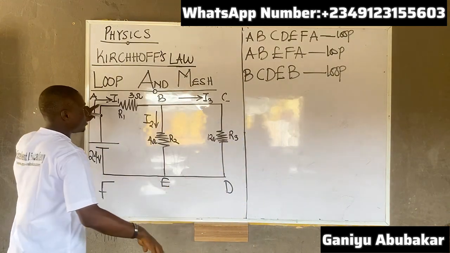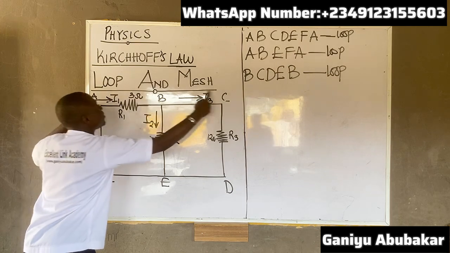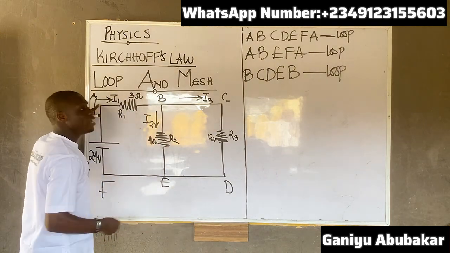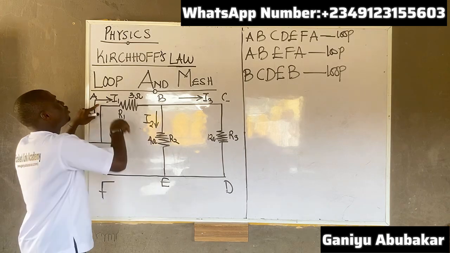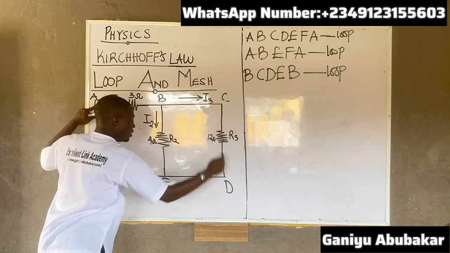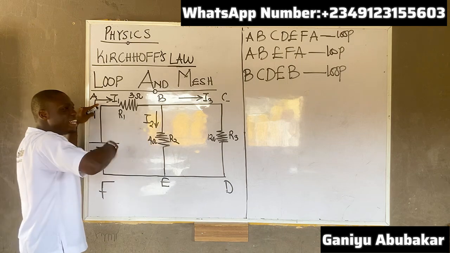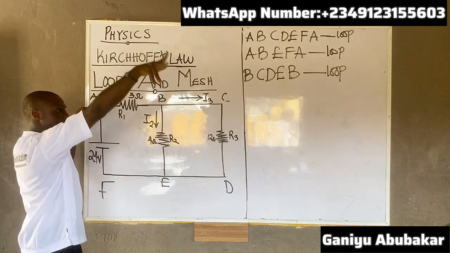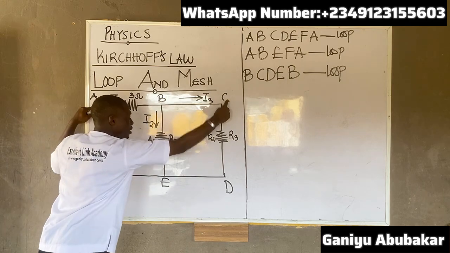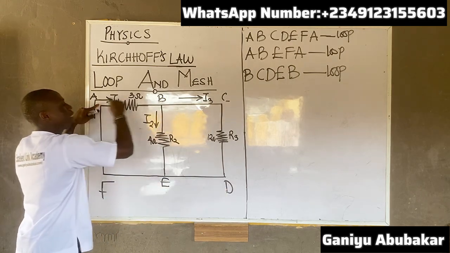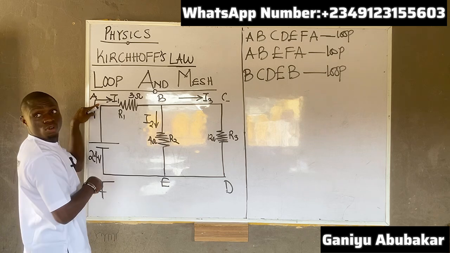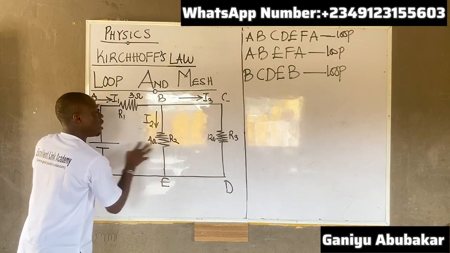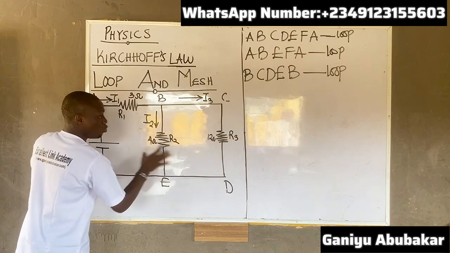We just said that A, B, C, D, E, F, A is called a loop. Now here's the concept. In this loop, A, B, C, D, E, F, A, I can find two other loops in it. Now listen, I have A, B, C, D, E, F, A. This is a loop, right? But I have two other things I can bring out from this loop.